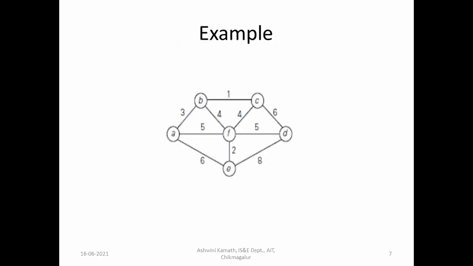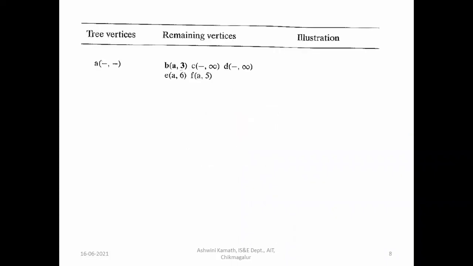We have to add it to the tree by selecting one edge from A such that it has minimum cost. Let us see which vertices are connected to A. A to B is 3, A to F is 5, and A to E is 6. Three vertices are connected from A. So it will select the one with the minimum cost, that is A to B. So here A to B is 3.